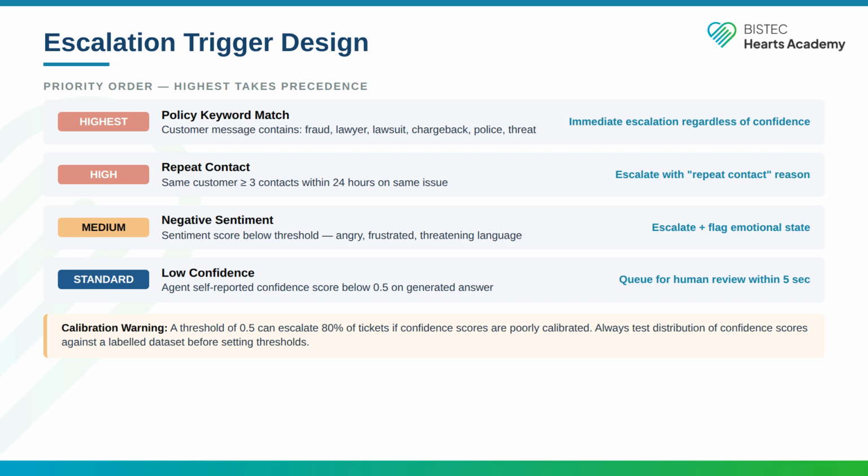A critical calibration issue deserves emphasis. A threshold of 0.5 can escalate 80% of tickets if confidence scores are poorly calibrated. Before deploying any confidence-based escalation to production, measure the distribution of confidence scores against a labeled dataset. If the median confidence score is 0.6 across all tickets, a threshold of 0.5 will behave very differently than if the median is 0.9. Always validate thresholds empirically, not theoretically.